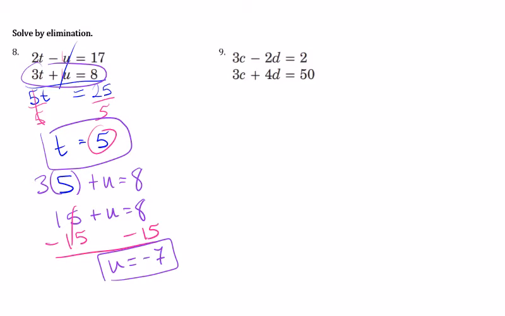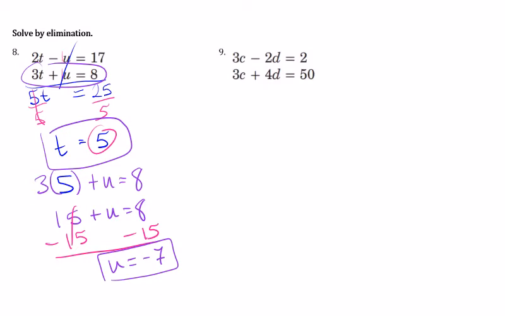All right, so number 9. Here we can see that we don't have variables that are opposites. We have two that are the same, 3 and 3, and then we have these two that are opposite signs, but they're not the same number. They're not opposite values. And so we can do one of two things.